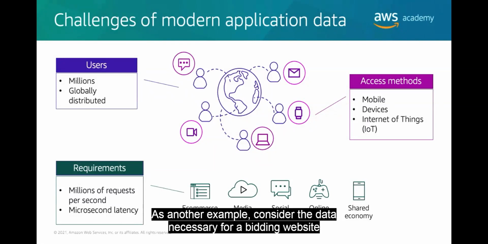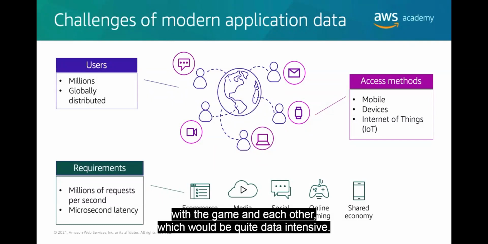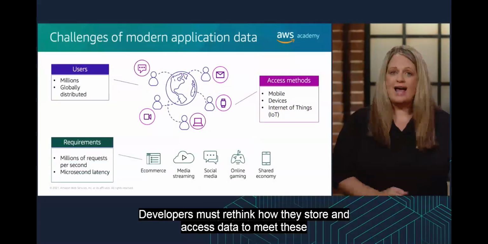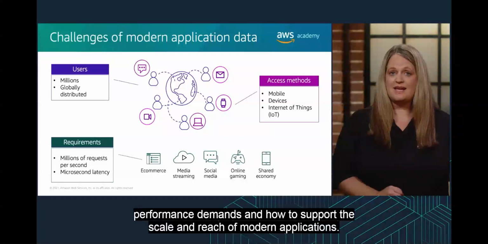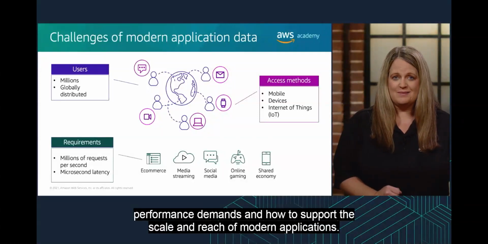As another example, consider the data necessary for a bidding website, where a few hundred microseconds would be meaningful to the outcome. Still another example is a massive global online game, where users interact with the game and each other, which would be quite data intensive. Developers must rethink how they store and access data to meet these performance demands, and how to support the scale and reach of modern applications.